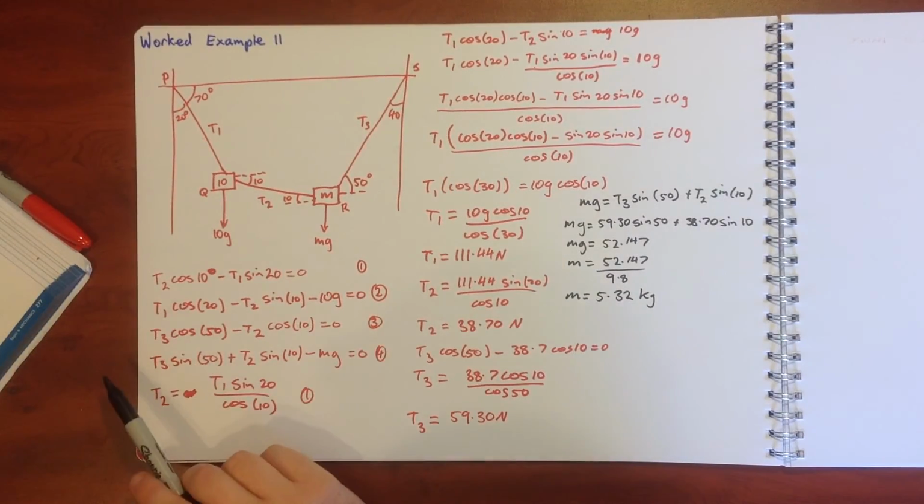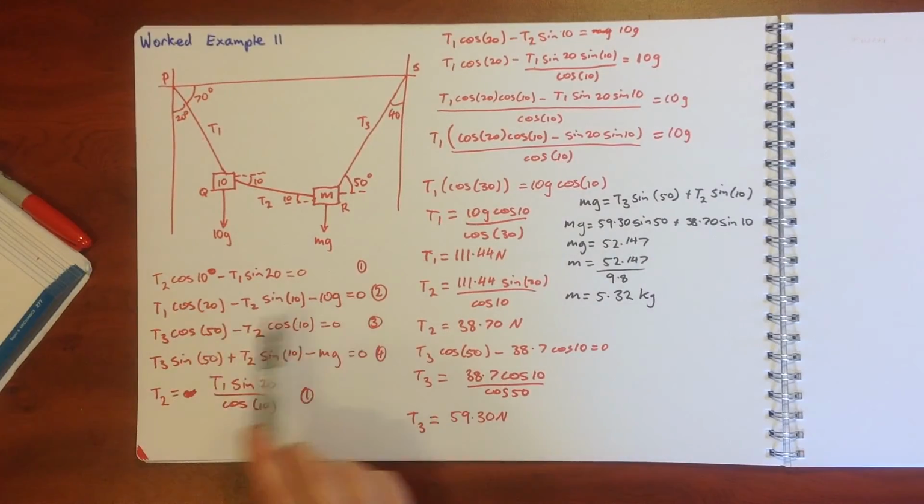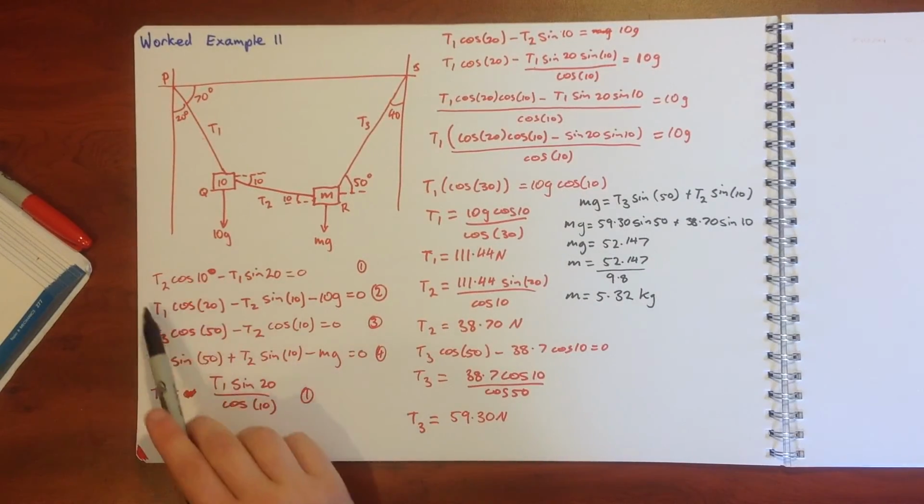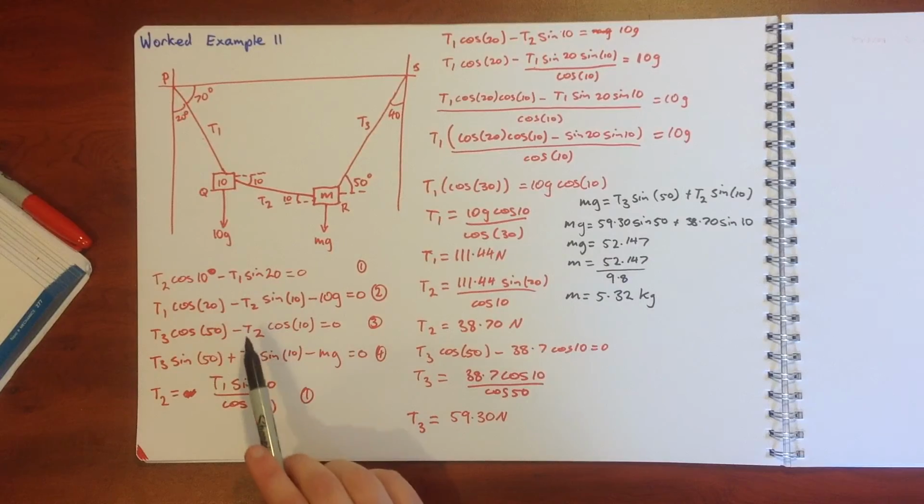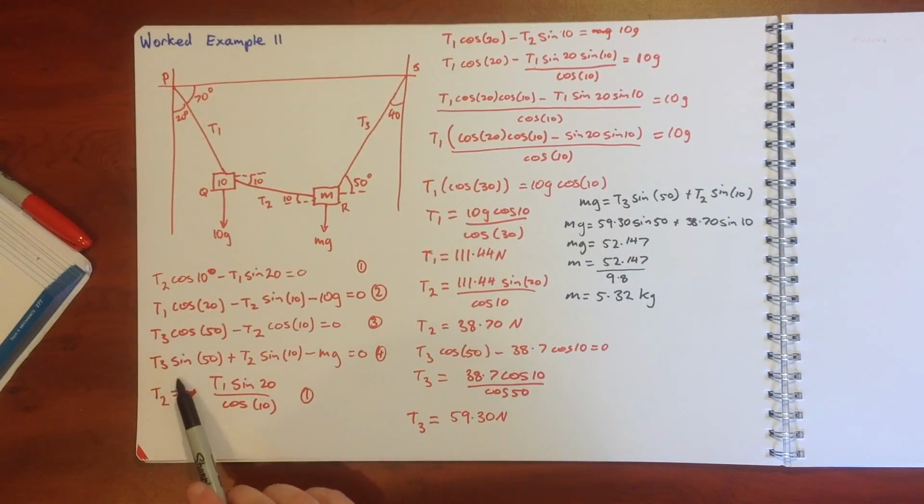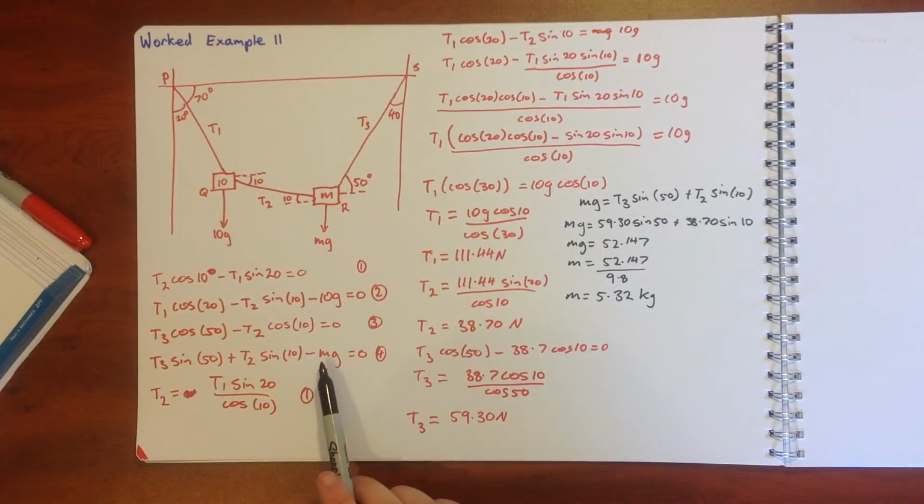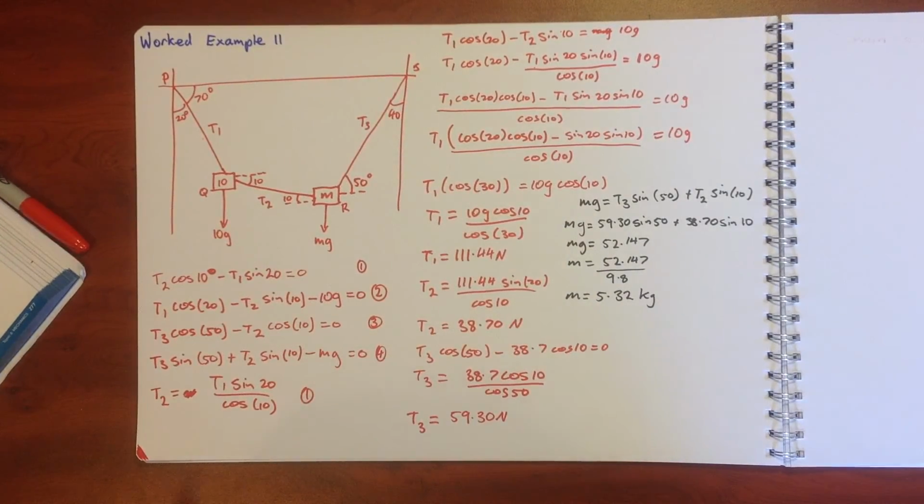Basically we need to use equation 1 and equation 2 to solve for T1 and T2, then use T2 to find T3, then use T3 and T2 to find our value of m. So a fair bit in that. Again, these questions are awfully important for exams and SACs. So make sure you have quite a good understanding of how they work.